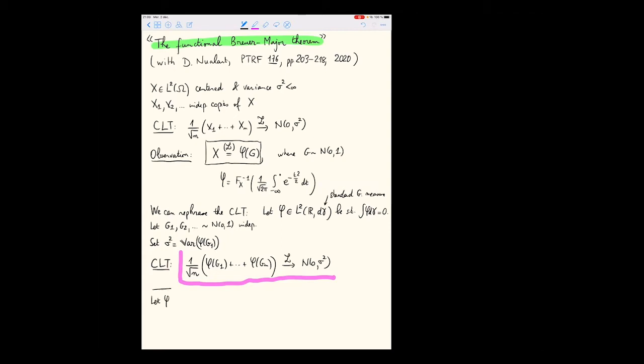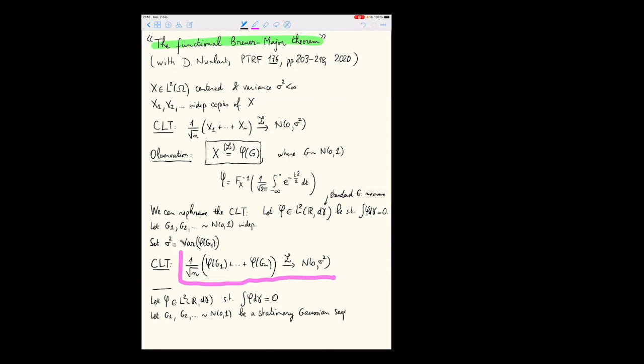I still have my function phi, which is still square integrable with respect to the Gaussian measure. And let me assume, just to simplify and to avoid subtracting the mean, that it is centered. Now let me this time assume that the G_i are still standard Gaussian, but no longer independent, but stationary. So, a stationary Gaussian sequence, which is a way to extend or to have something more general than independence.